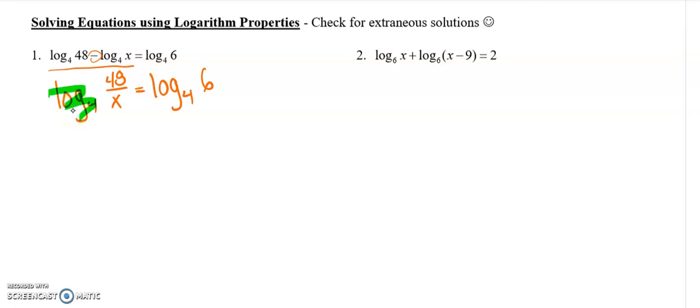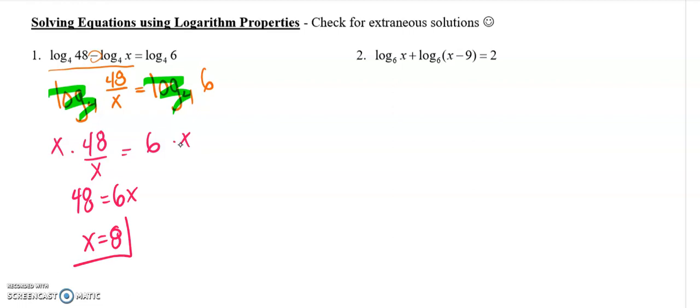Now, my logs match, therefore what I'm taking the log of has to match. Now this becomes like we did yesterday, where we solved this. I'm going to multiply both sides by x. That gives me 48 equals 6x. Divide by 6, so x equals 8. In these problems, you have to check for those extraneous solutions, because remember, you can only take the log of a positive number. So when I plug the 8 back in, I get an 8 here. Is it possible? Is it legal to take the log of 8? It is, so that's going to work.